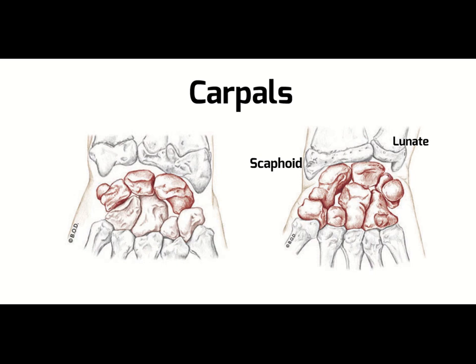Again, that's the lunate. Moving medially one more time, we have the triquetrium, and again, it's hidden posterior to the pisiform. So looking from a posterior view, it'll be more anterior. And anterior to the triquetrium, we have the pisiform. We call those four bones the proximal row.